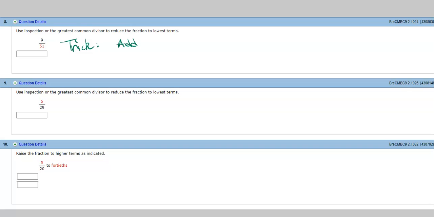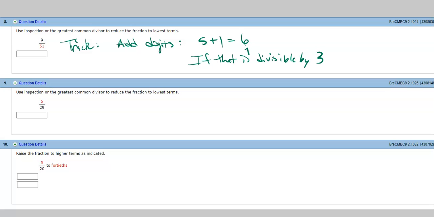We add the digits of the number. So for example, the number 51, we go 5 plus 1. We add the digits, which is 6. And then if that sum is divisible by 3, and so basically talking about the number 6, if 6 is divisible by 3, then the original number, which in our case is 51, is also divisible by 3.